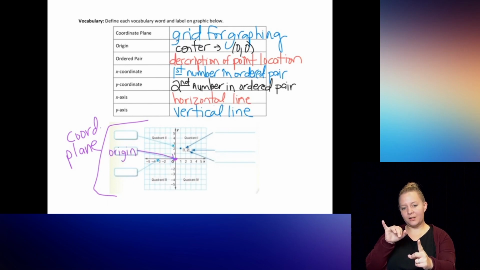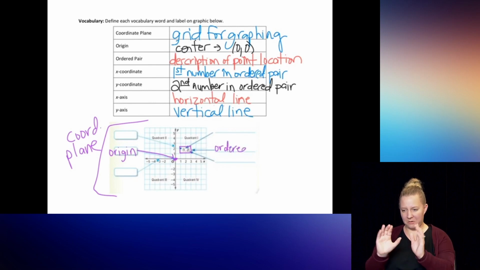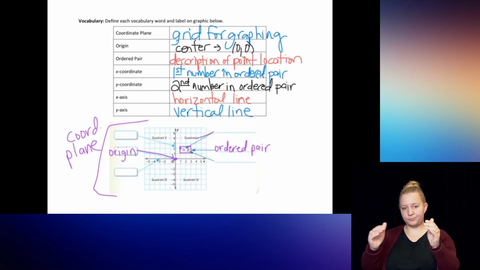The ordered pair is this whole description of two numbers that tells where a point lands inside of the coordinate plane. The first number of that ordered pair, so in other words here the 1, that's our x-coordinate. And the second number, or the 2 in that example, is the y-coordinate.